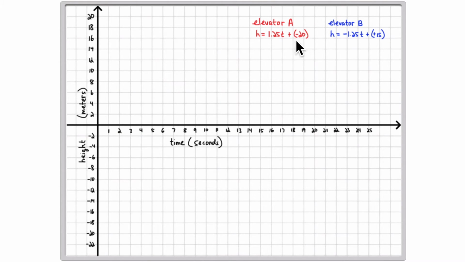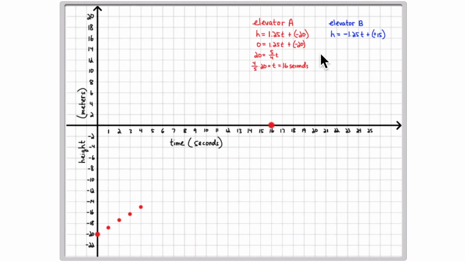So here are the two equations. Elevator A, height is equal to 1 1/4 meters per second times the amount of time plus negative 20. And elevator B, height is equal to negative 1 1/4 meters per second times the time plus a positive 15. So that means that for elevator A, negative 20 is the y-intercept. So height of a negative 20 is where it crosses the y-axis.